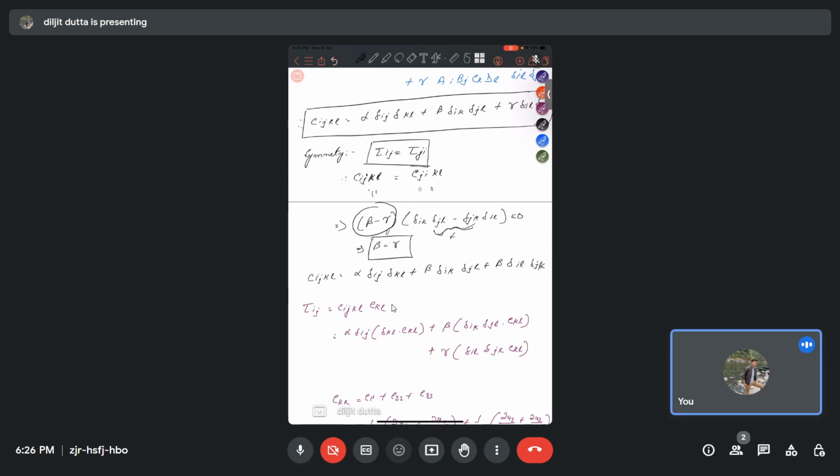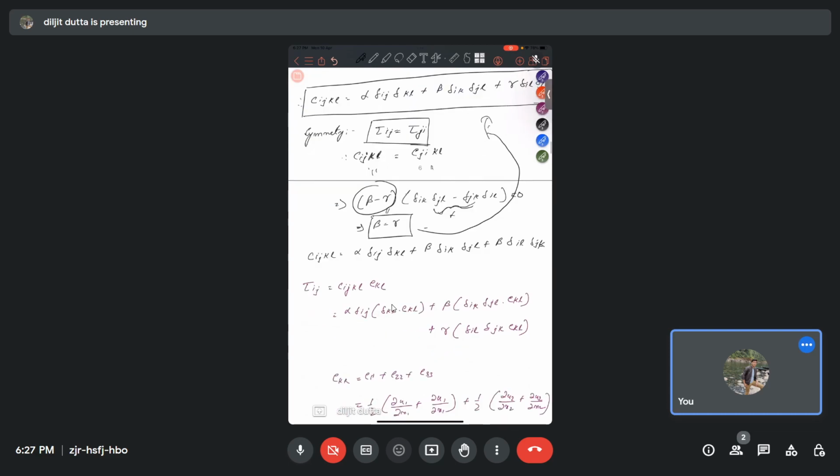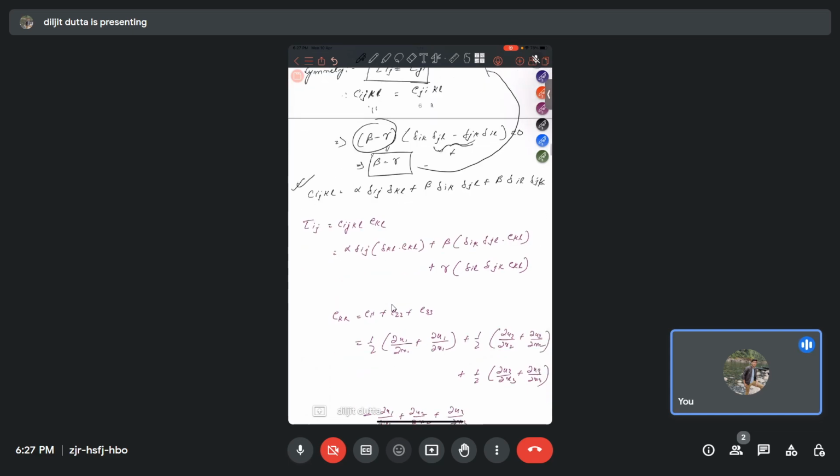Now we will substitute this in the main equation. So if we substitute, we will get the expression for C_ijkl. Now we substitute in the main equation for tau ij, that is epsilon times C_ijkl into epsilon kl. So alpha into delta ij into delta kl into epsilon kl. Similarly, beta into delta ik delta jl into epsilon kl, and gamma into delta il delta jk into epsilon kl.